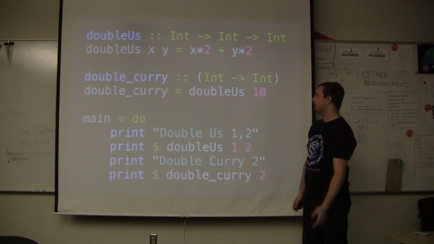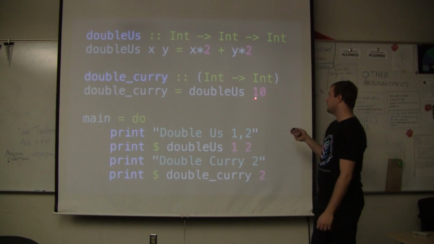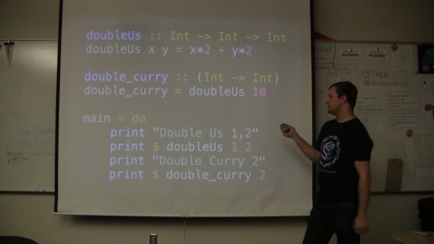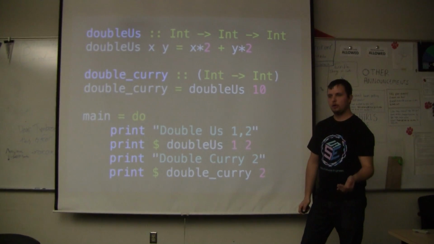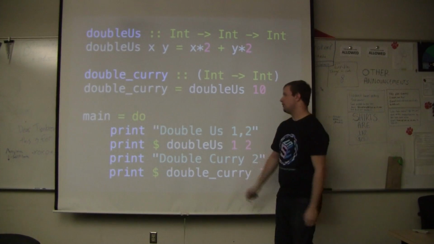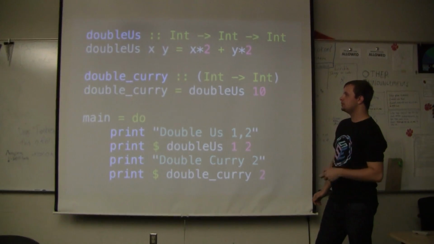I don't feel like filling in that x parameter, that y parameter. So I can say double us is 10. Double us is 10. And what this returns is a function that expects one parameter, which we then evaluate down here. So what's happening from the top to the bottom, we have our double us function declared.